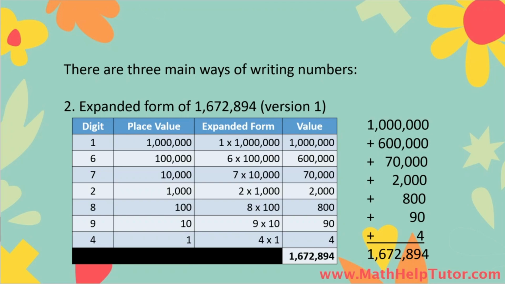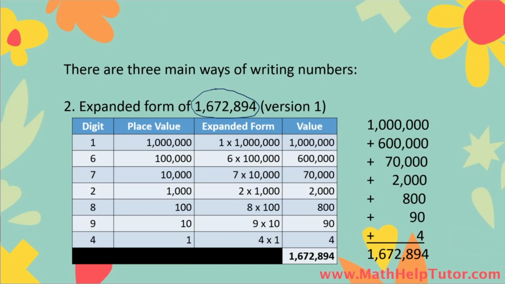Here, you can see the first version, wherein we show that we are adding each of the digits' values. Take note that the total amount of the sum of the values are equal to the number. So this number, 1,672,894, which is written in standard form.